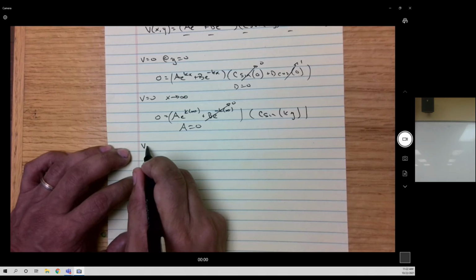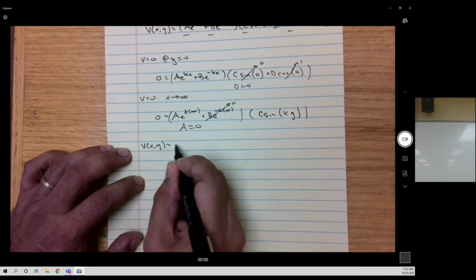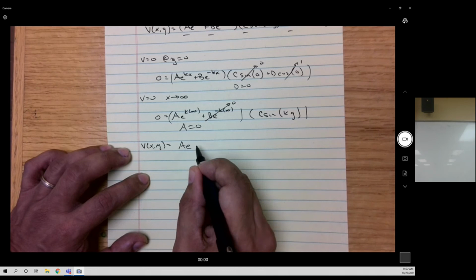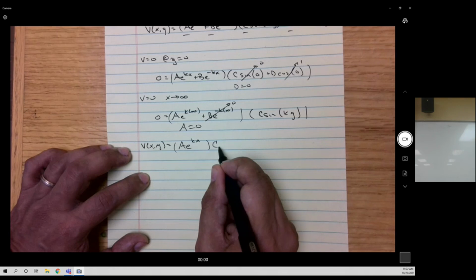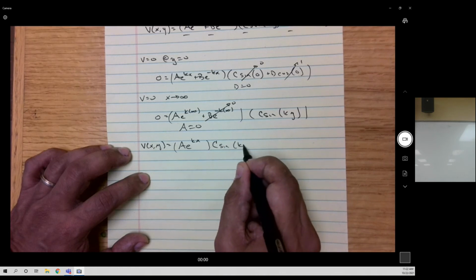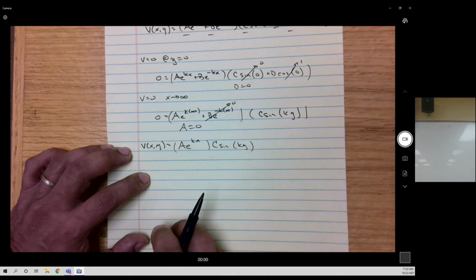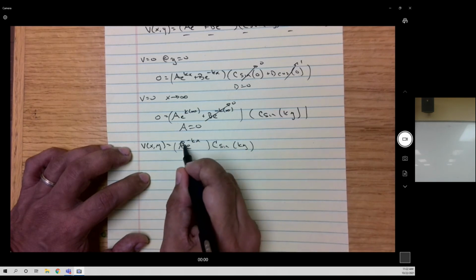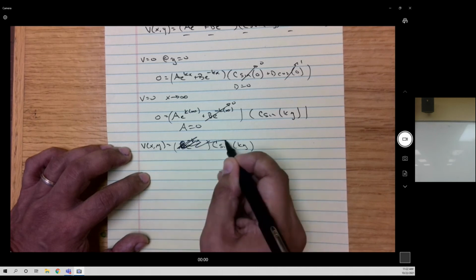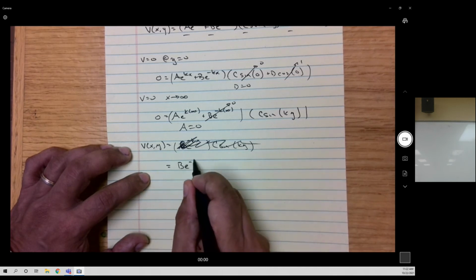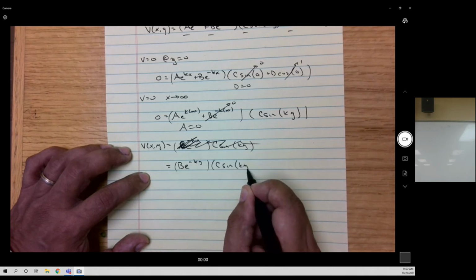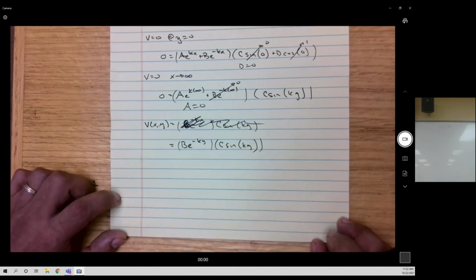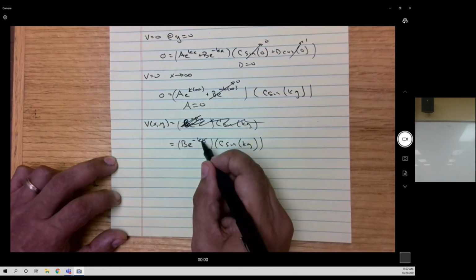So now V of x, y is going to have this shape: B e to the minus kx, C sine of ky. Let me rewrite this: B e to the minus kx, C sine of ky. Why not x? Yes, I just figured that out.